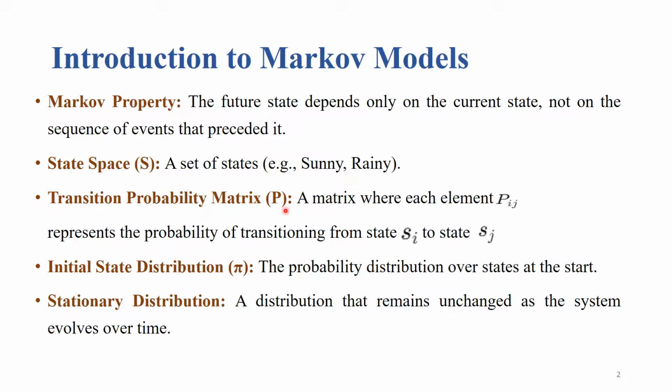Transition probability matrix is a matrix where each element Pij represents the probability of transitioning from state Si to Sj. Initial state distribution pi represents the probability distribution over states at the start. Stationary distribution is a distribution that remains unchanged as the system evolves over time.